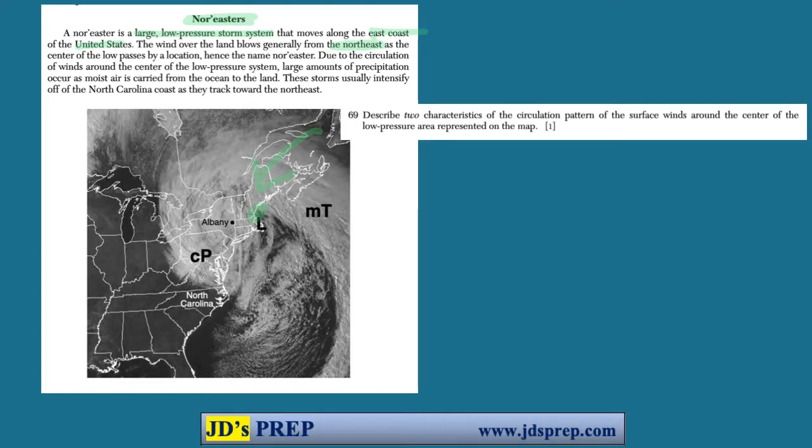All right, so our first question is to describe two characteristics of the circulation pattern of the surface winds around the center of the low pressure area represented on the map. So the low pressure area is right here, we already know that the winds are coming inward, and we can see the general movement is going to be counterclockwise. So those would be the two words that I would use: inward and counterclockwise.